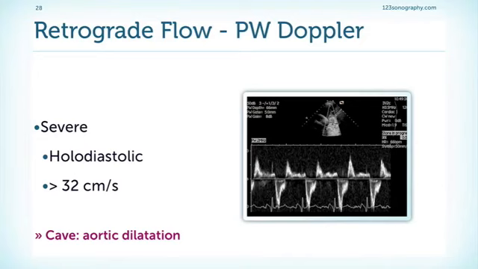This is such a tracing which shows you severe regurgitant flow. First of all, we have a lot of antegrade flow as well. And then we have a very high initial velocity of retrograde flow and a holodiastolic flow, which both denote severe aortic regurgitation. The cutoff value for the maximal retrograde flow is somewhere in the range of 32 centimeters per second, but more importantly, always take a look at the duration of retrograde flow and if it is really holodiastolic.